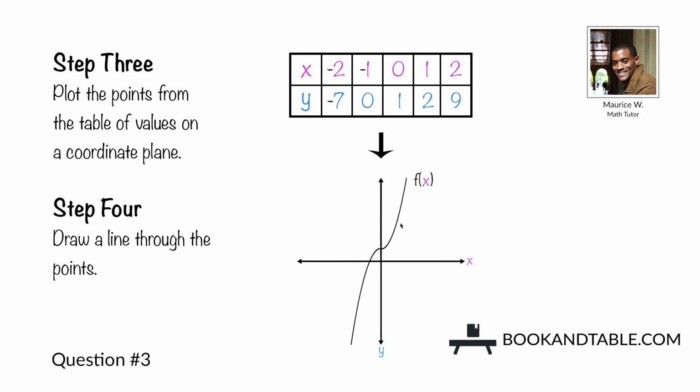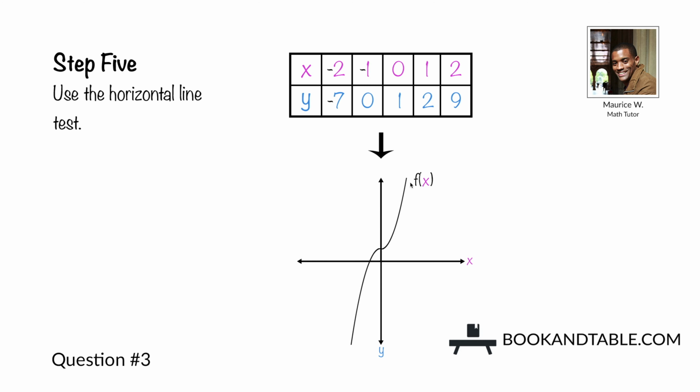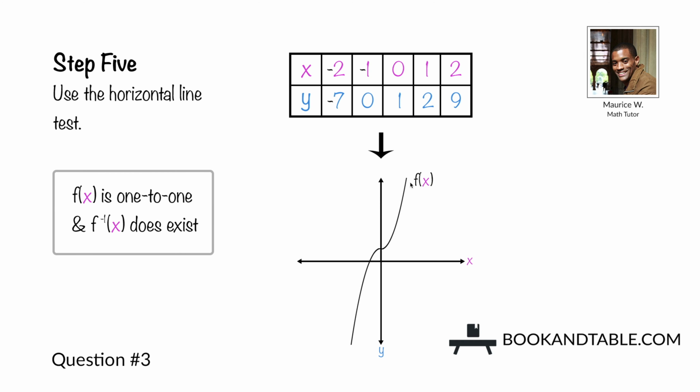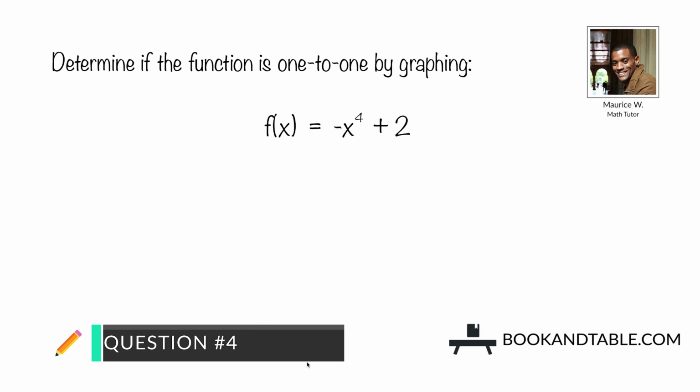And now that we have a sketch of f(x), we can use a horizontal line to test if the function is 1 to 1. And we see that along this curve, the horizontal line only crosses one point at any time, letting us know that the function is 1 to 1, which means the inverse function does exist. So that is the answer to question number 3. Let's now have a look at question number 4.